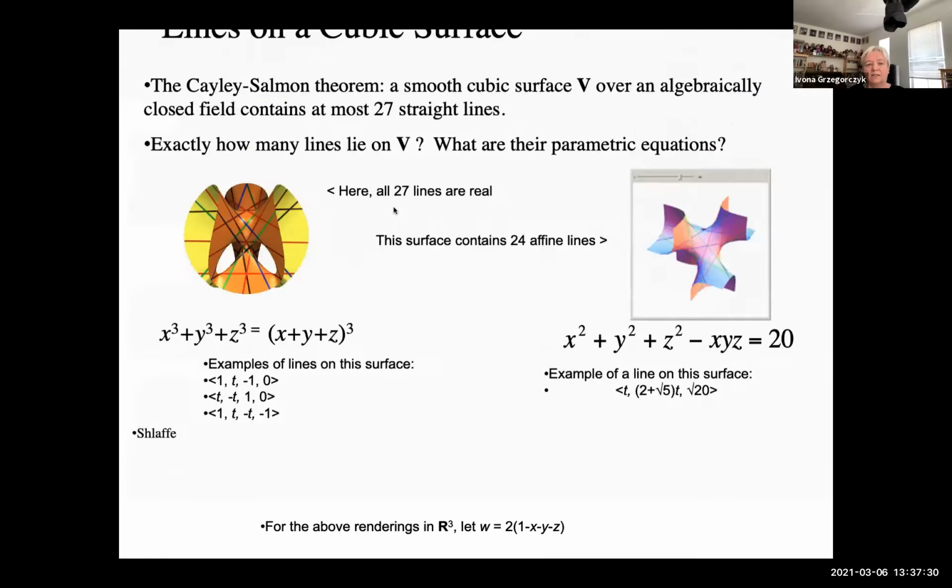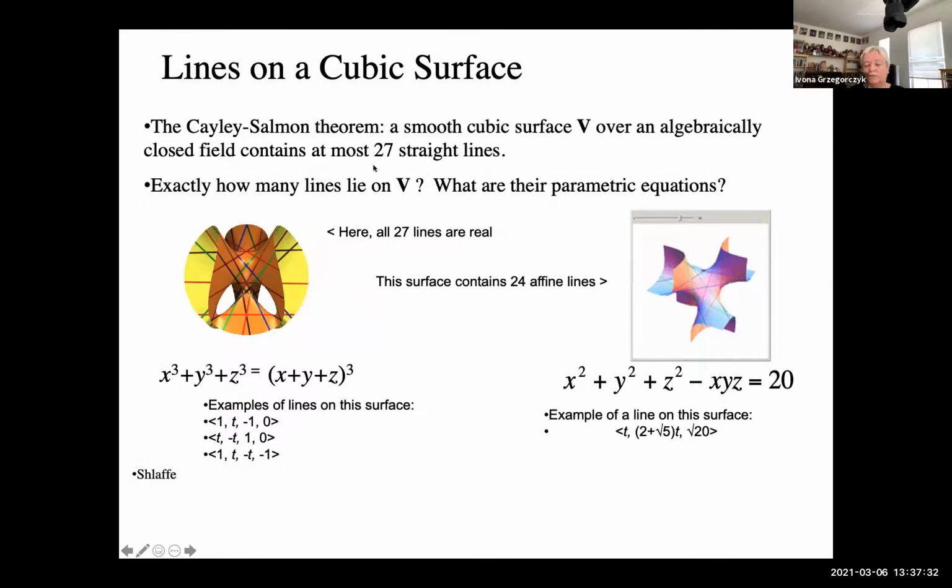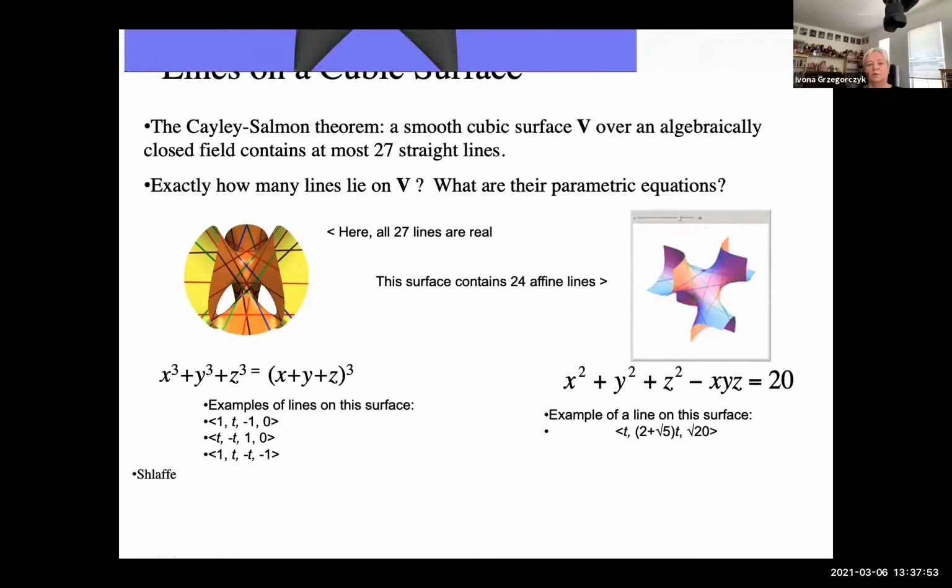And the fact is that you can have up to 27 lines on the surface of a cubic. So one of the ways to classify them is to say, okay, this one has 27, this one has 26, and so on, and figure out this classification. Look, it is not perfected. The classification of cubic surfaces is not perfected. And then, of course, what's the next question?